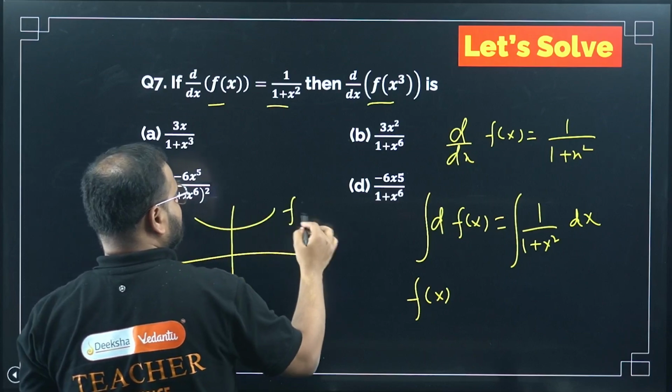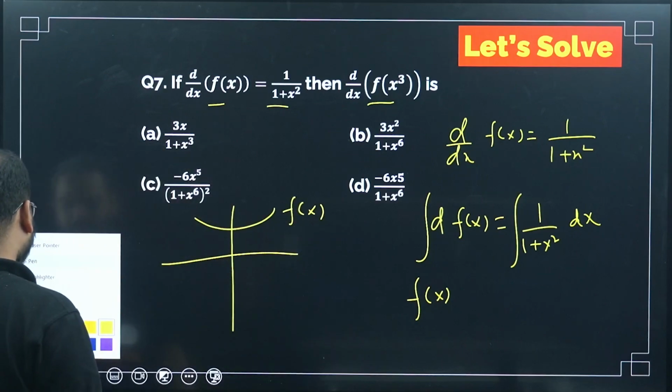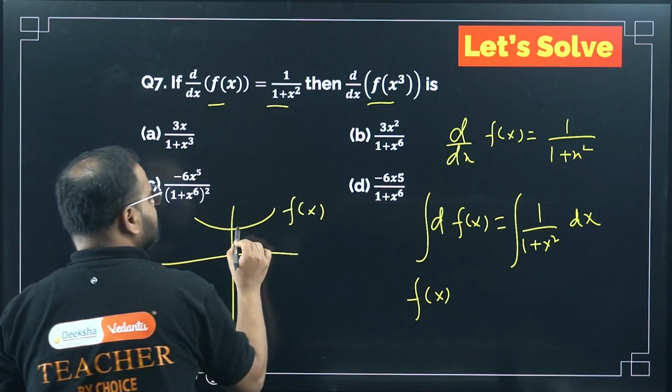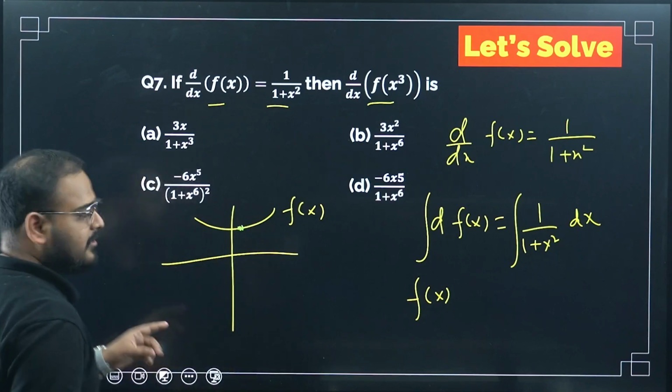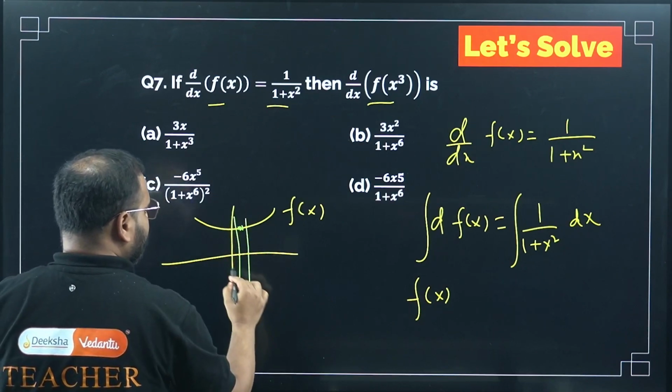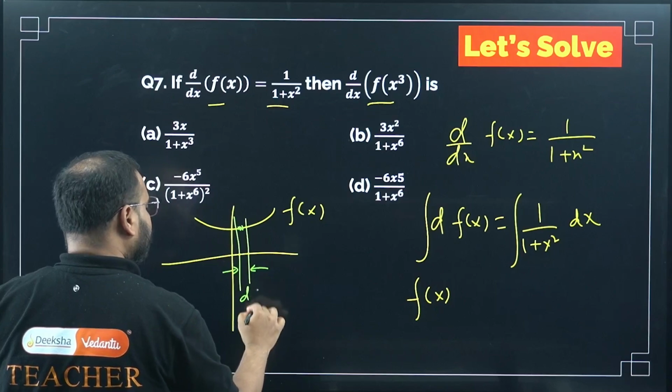This is my function f(x). Okay, what is the meaning of d of f(x)? It means this small part, sir, this small part. Any small part like this will mean what? D of the function f(x).